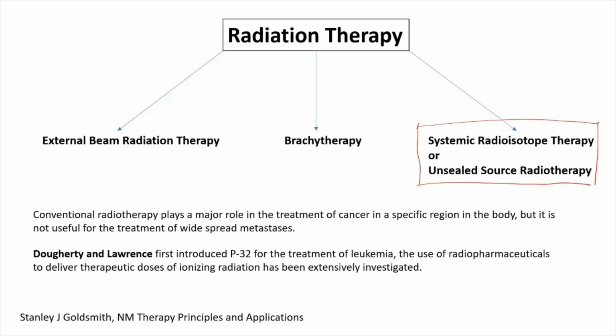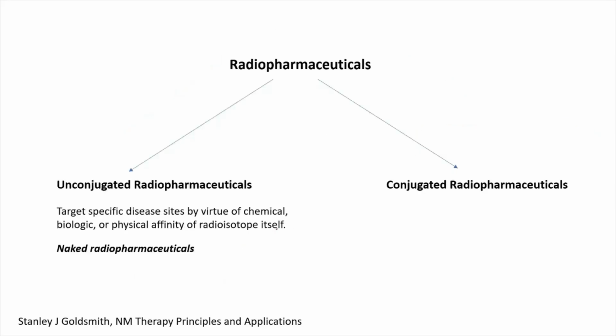It all started with the introduction of P32 for the treatment of leukemia by Dougherty and Lawrence. P32 is a radiopharmaceutical delivering a therapeutic dose of ionizing radiation, used for the therapy of leukemia. We can classify radiopharmaceuticals into two main subdivisions: unconjugated radiopharmaceuticals and conjugated radiopharmaceuticals.